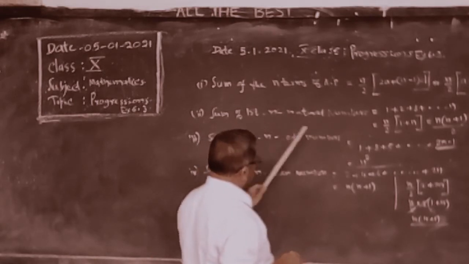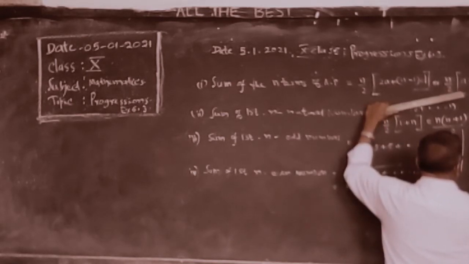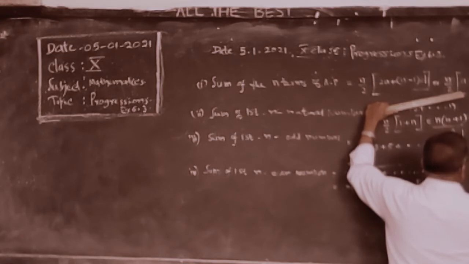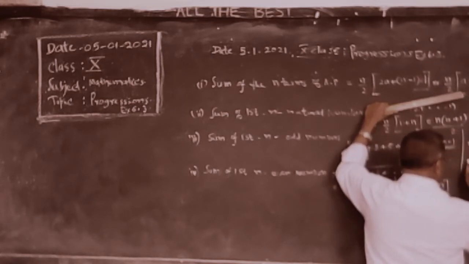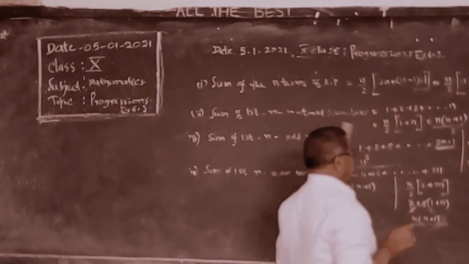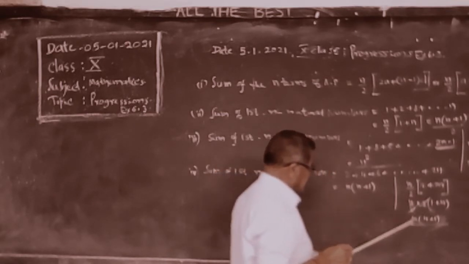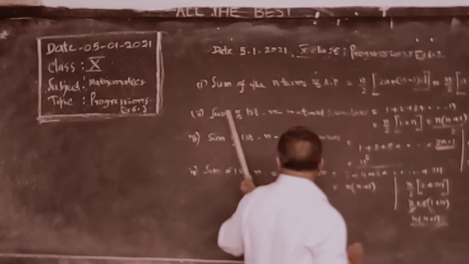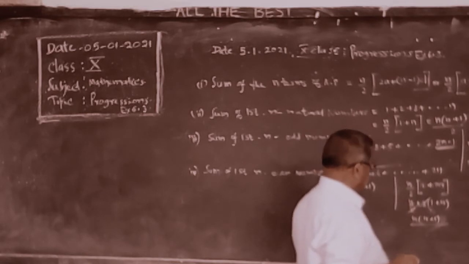This is for the first n odd numbers. I will show it for this also. Apply n by 2 of (a plus l), with a as 1 and the last term 2n minus 1: plus 1 minus 1 cancel. n by 2 of 2n, the 2 cancels, giving n squared. So the sum of the first n odd numbers is n squared. The sum of the first n even numbers is n of (n plus 1), and for natural numbers it is n of (n plus 1) by 2. These are the three formulae.